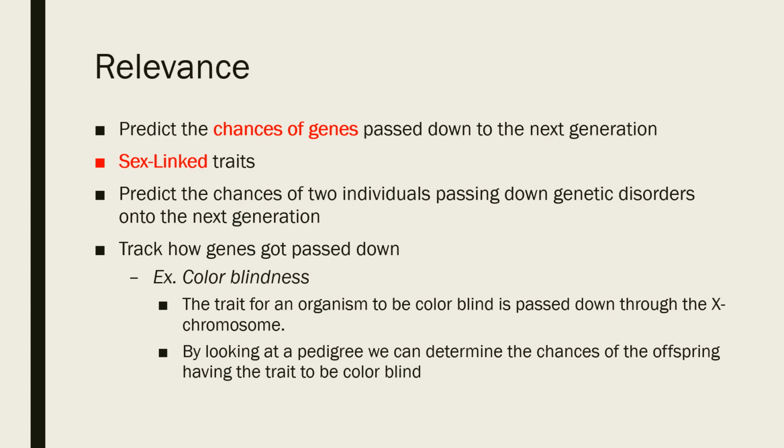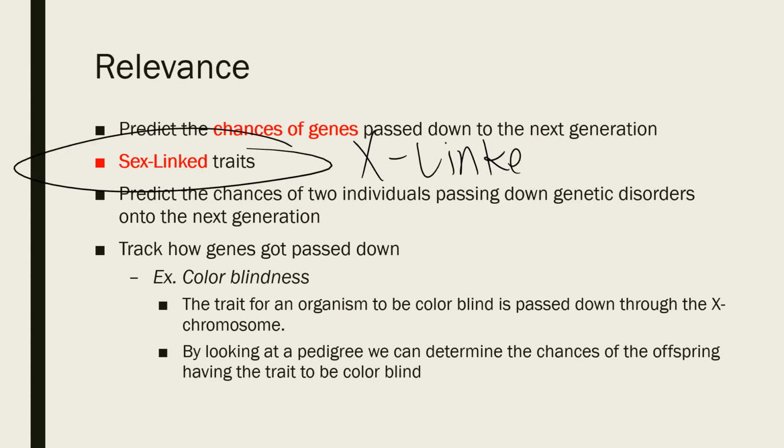So the whole reason that we use pedigrees in the first place is because we can predict the chances of certain genes being passed down to the next generation. And this is most helpful when it comes to our sex-linked or X-linked traits like color blindness. Now, based on a family's history, we can conclude whether or not the upcoming generation will be or have that gene. So for example, color blindness is a trait that is X-linked. It is passed down on that X chromosome.